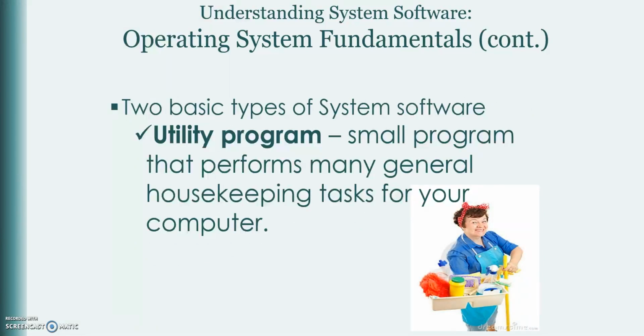The second type of system software is a utility program, which is just a small program that performs a lot of different general housekeeping tasks for your computer.